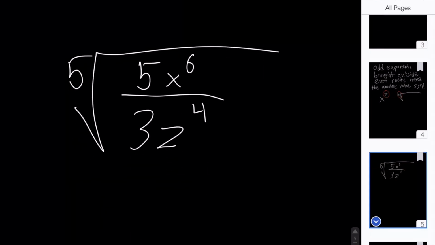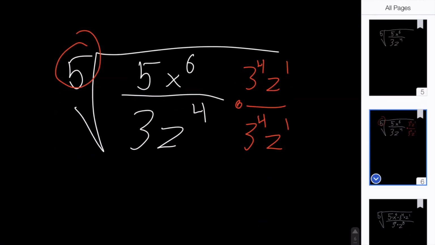So for the next one, we have the fifth root of 5x to the 6th all over 3z to the 4th. This one looks tricky as well, but we can play around with it and it'll become really easy and apparent. So since we're dealing with the fifth root instead of the fourth root, we're going to go along a similar path, except we want to look for 5s rather than 4s.